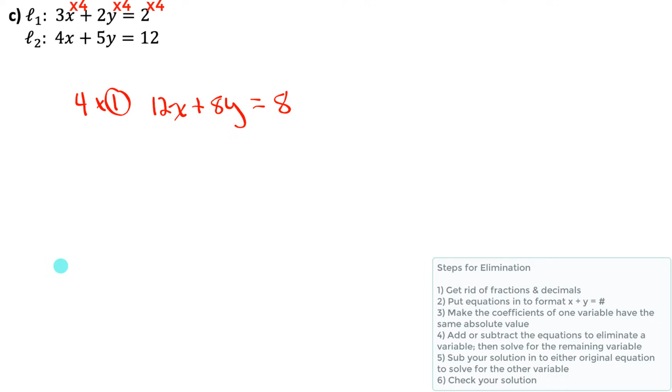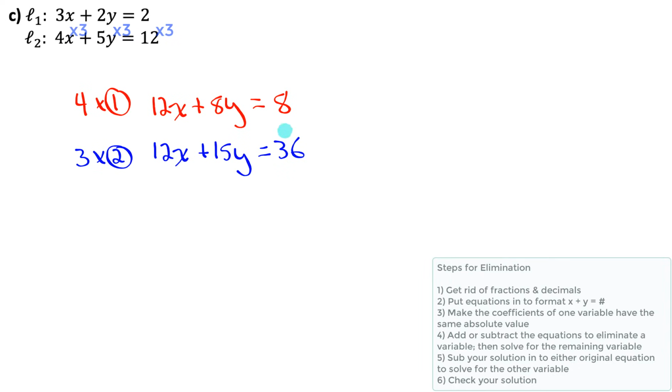Notice all three terms got multiplied by 4. And now I want the x in equation 2 to have a coefficient of 12 as well. Right now it's a 4x, so I'll need to multiply that by 3. So I'll multiply all of equation 2 by 3. 3 times 4x is 12x. 3 times 5y is 15y. And 3 times 12 is 36. I've rewritten the equations so that all the like terms are lined up in columns.